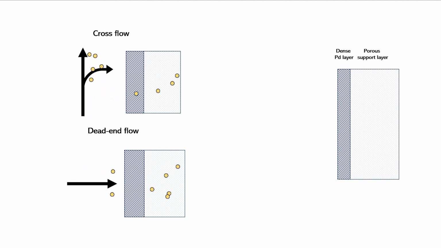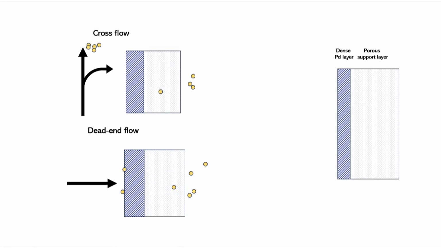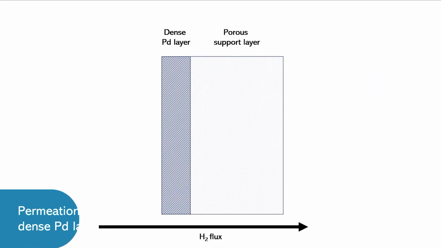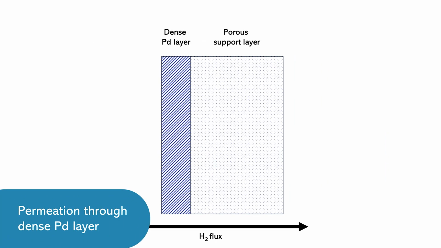Membranes can operate in either a cross-flow configuration or a dead-end flow configuration, depending on application. For gas separation and membrane reactor applications, typically a cross-flow configuration is used. Permeation of species through a membrane requires a driving force. Hydrogen permeates through the dense palladium layer from a high-pressure retentate side to a low-pressure permeate side. In this example, the permeate side of the dense palladium layer starts at the interface between this dense layer and the porous support layer.